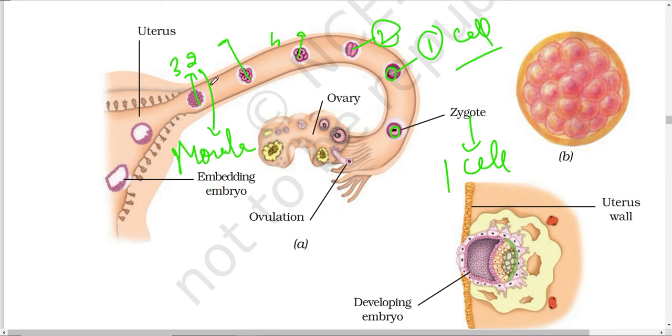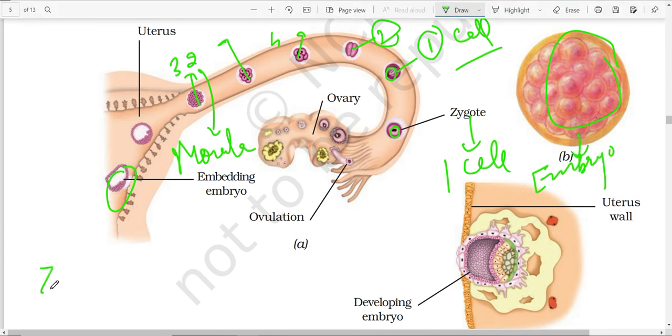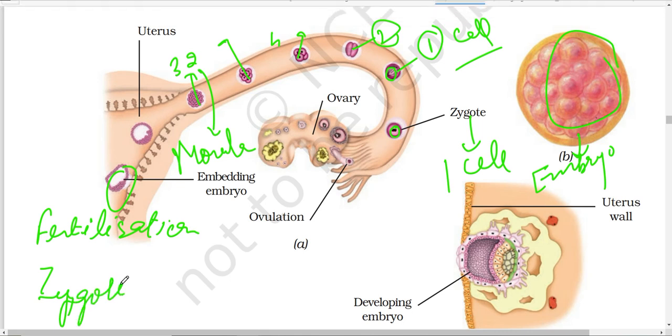Afterwards, this embryo gets embedded in the uterus over here. So we can say this is an embryo, where you can easily say this is an embryo. So first fertilization occurs. Later on zygote formation is done, then embryo.